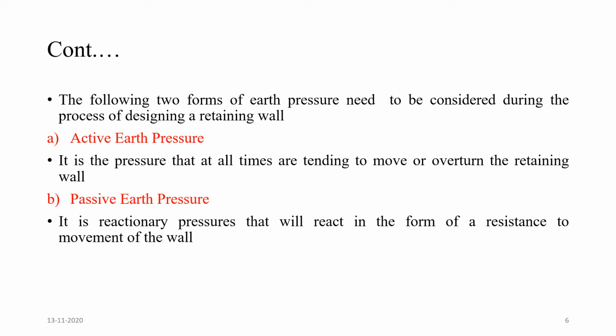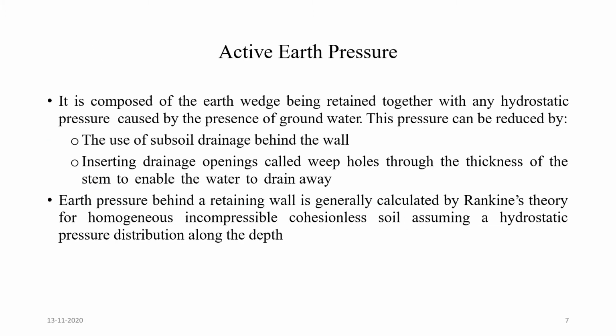The following two forms of earth pressure need to be considered during the process of designing a retaining wall. First one is active earth pressure. It is the pressure that at all times is tending to move or overturn the retaining wall. Next one is passive earth pressure. It is a reactionary pressure that will react in the form of a resistance to movement of the wall.